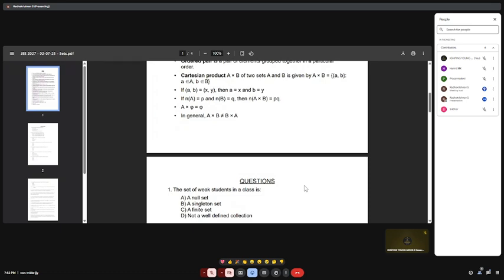Because a weak student, to me, one who looks like a weak student may look like a better student, a good student, for somebody else. So it's not clearly defined. Whereas if you say the set of students who got 40 marks or below in the last test, with 40 as your cutoff, it will be a finite set, because the number of students is finite. That is clearly defined.